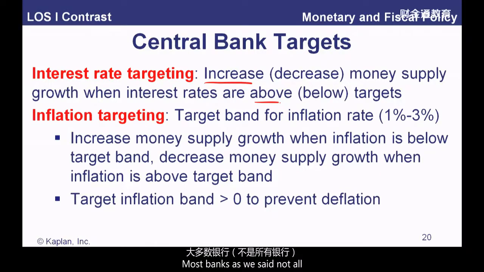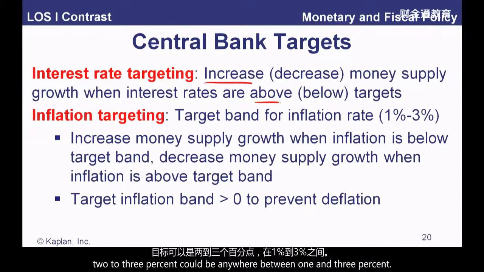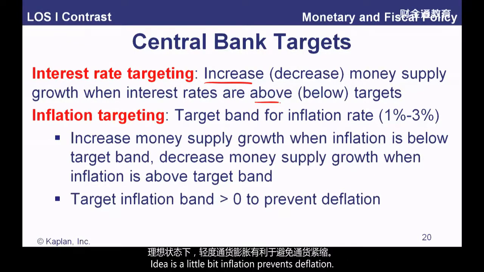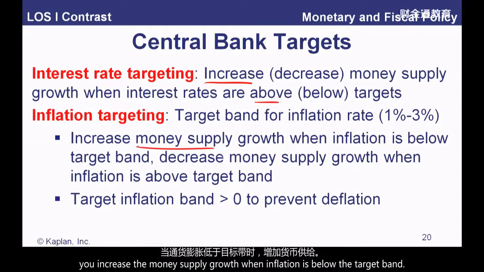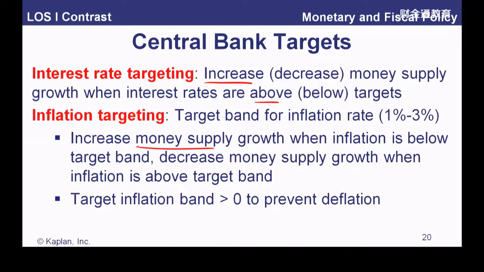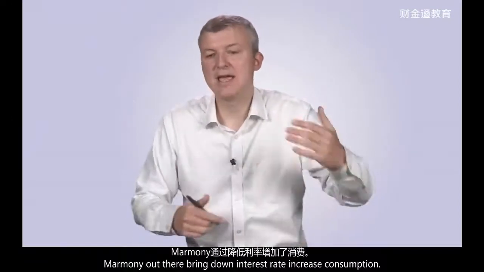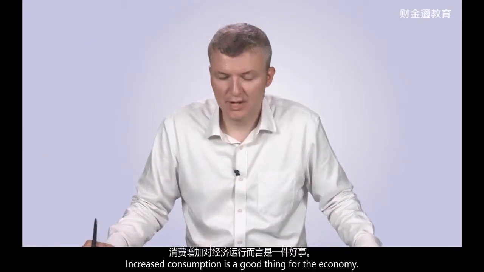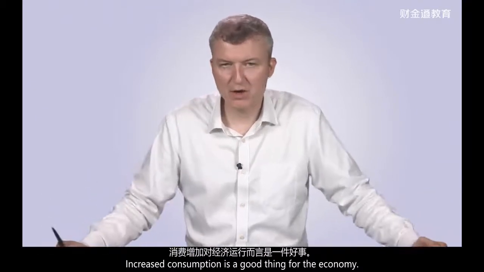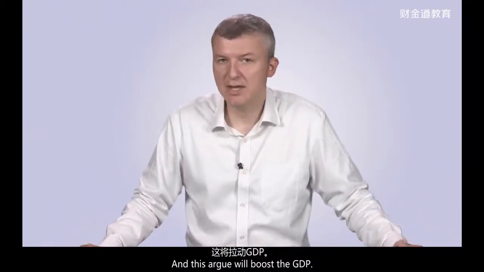Most banks, as we said, not all, but most, will specifically have a target inflation rate. We mentioned earlier in the reading, 2 to 3%, could be anywhere between 1 and 3%. The idea is a little bit of inflation to prevent deflation. So if you've got a target band, you'll increase the money supply growth when inflation is below the target band. Why? More money out there, bring down interest rates, increase consumption. Increased consumption is a good thing for the economy, and it is argued will boost GDP.